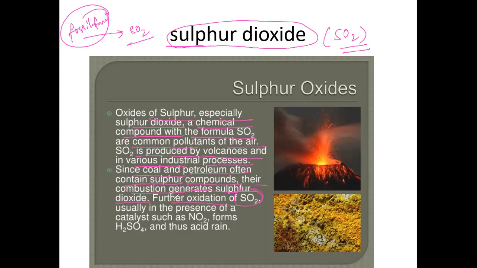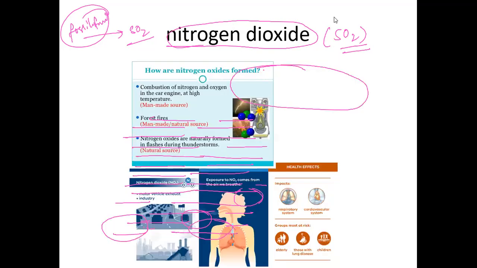Further oxidation of sulfur dioxide, usually in the presence of a catalyst such as nitrogen oxide, forms H2SO4 and thus acid rain. So when sulfur dioxide combines with NO2 and then with water, it forms H2SO4 and acid rain. So sulfur dioxide is one of the primary constituents of air pollutants. SO2 will react with other compounds, and after reaction this forms pollutants such as nitrogen oxide and acetylene. This is the formation of secondary pollutants by using the primary pollutant, sulfur dioxide.